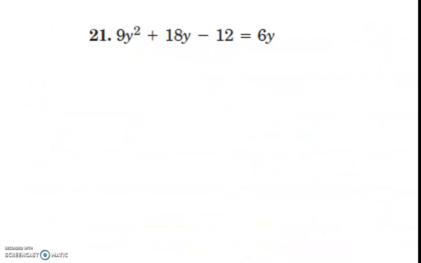Hopefully you were thinking to yourself, wow, Mrs. Cascadden, this one's a fill here. But again, we're missing the 0, and if you recall back from our last lesson, we needed to recreate that 0. So we need to subtract that over to the other side.